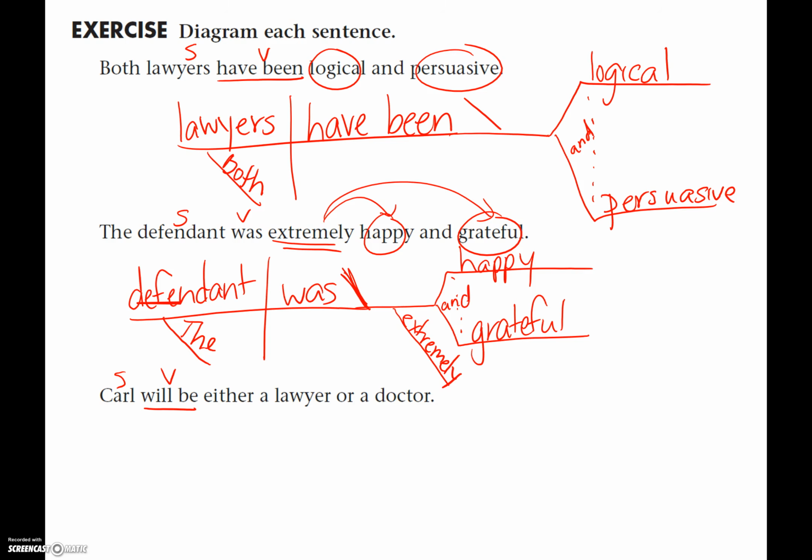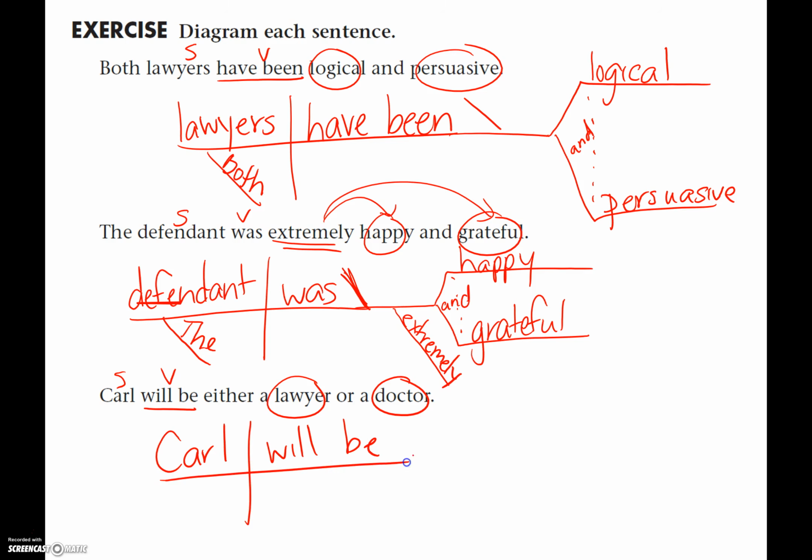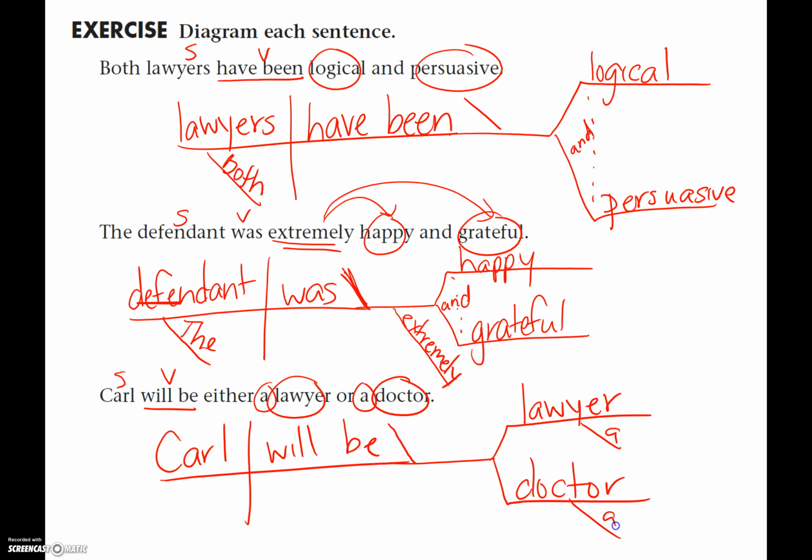In the last one, Carl will be, that's our verb phrase. We have two nouns describing what he will be. So this is a predicate nominative, a lawyer or a doctor. So in our diagram, you are going to have to fork again, and this time we have that diagonal for a predicate nominative where we have lawyer on top and then doctor as well. Be careful with this one. You have a, so both of those adjectives need to come here, and you also have two conjunctions, either or. So either and or should be on that dotted line.